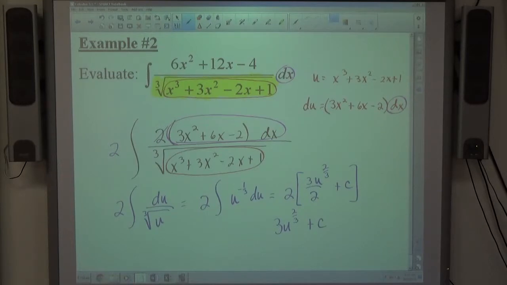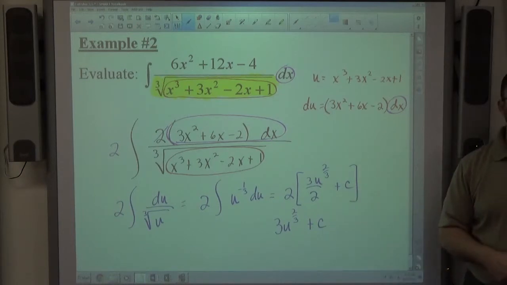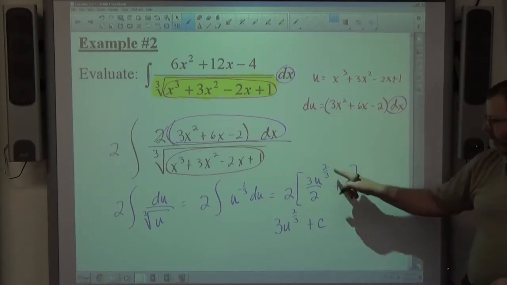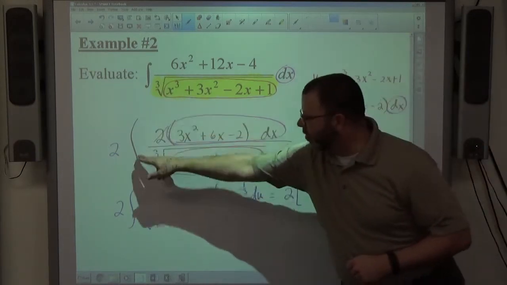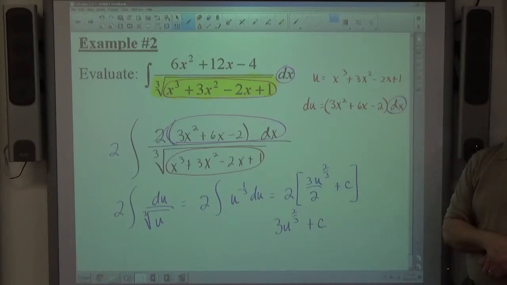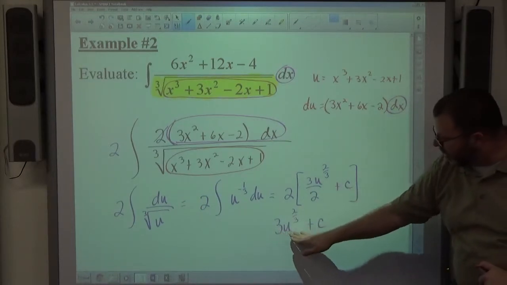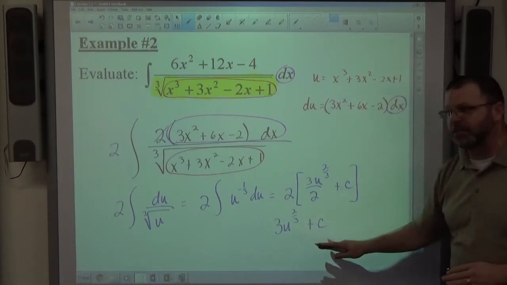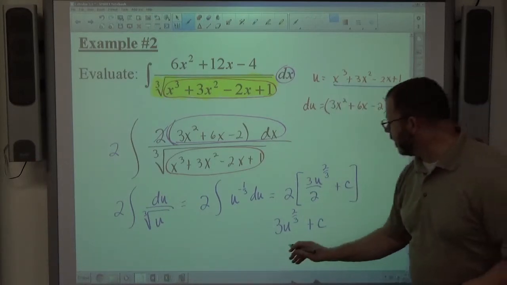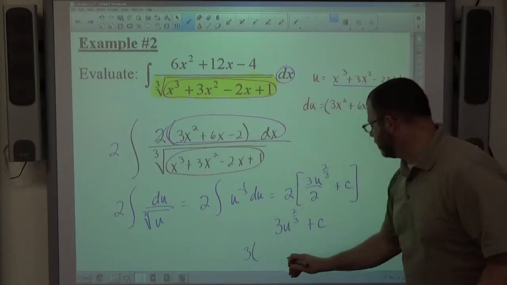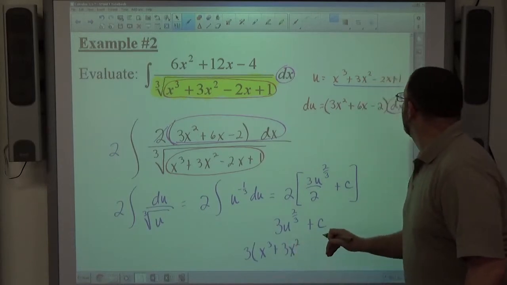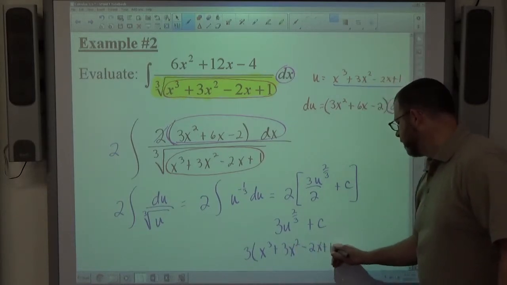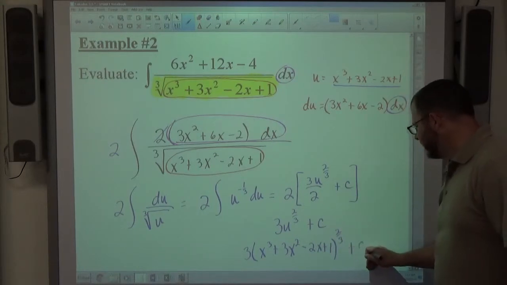What does c equal? Some constant, right? That equals some constant, and 2c still equals some constant. It doesn't matter what it's called. I could have put the brackets stopping here if you want. Just know that when you have an indefinite integral, you're going to get a plus c on your answer. So 3u to the 2/3 plus c, and now I've got my answer. Now I'm going to put u back into the problem. So I'm going to get 3 times x cubed plus 3x squared minus 2x plus 1 to the 2/3 plus c.